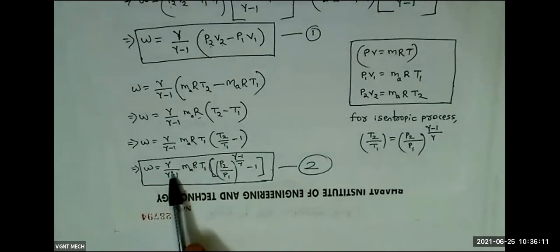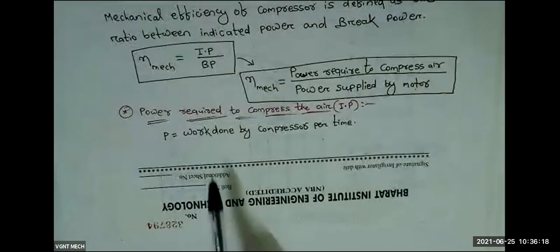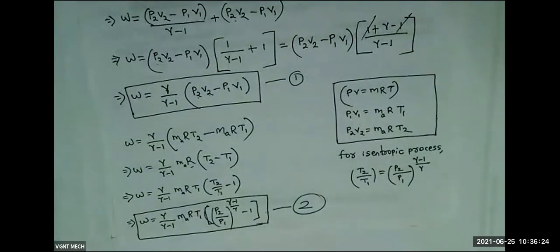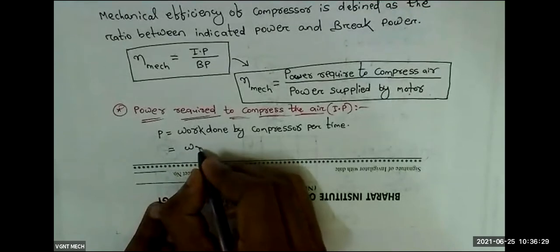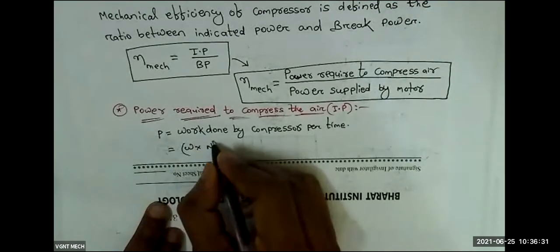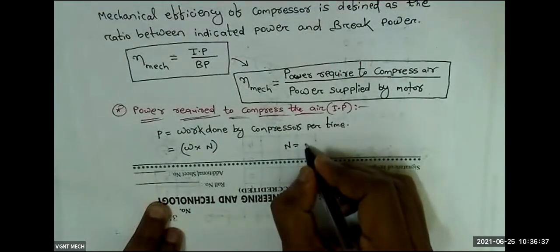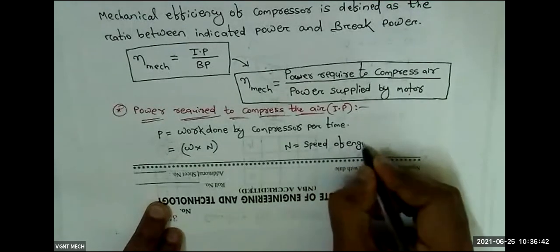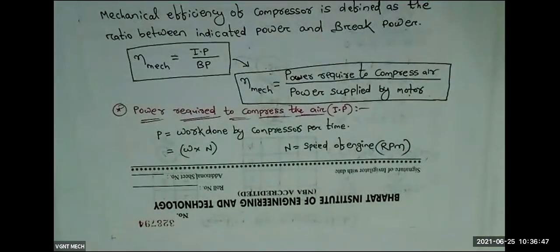In that case, from this formula, whatever unit of work we get will be in joules. But what we require is power. So what do we have to do? In that case, we have to divide by a time period. Or the work done will be multiplied by that small n here. What is this small n? Small n is called the speed of the engine in RPM.